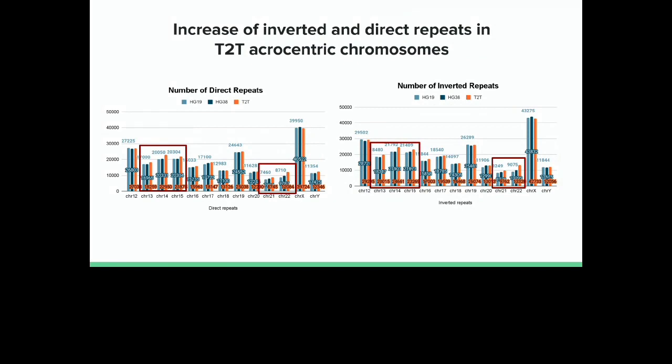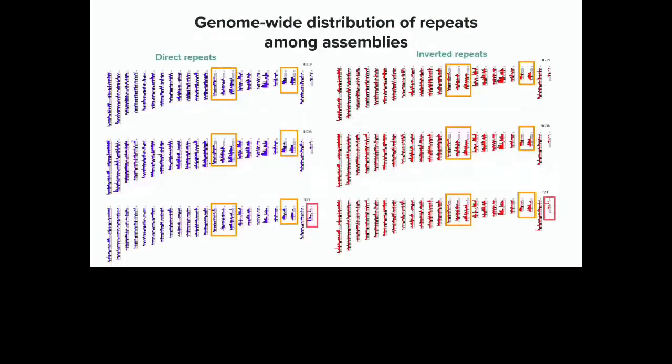But when we take a look at the second half of the human genome, we realize that there is an increase of inverted and direct repeats in T2T acrocentric chromosomes. As you can observe right here, those that are in the red boxes are the acrocentric chromosomes, and there is an increase of repeats in the T2T acrocentric chromosomes. And this increase is located specifically in the short arms of the acrocentric chromosomes, as you can observe in the chromosomes that are in the branched boxes. So in most of the chromosomes, the genome-wide distribution of these repeats is very similar, but there is an increase in the acrocentric chromosomes.